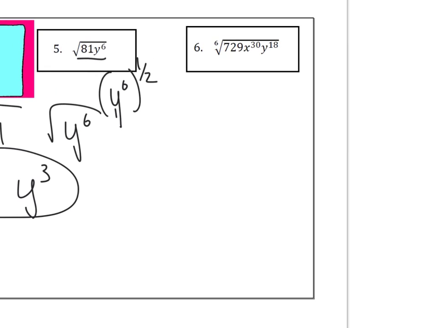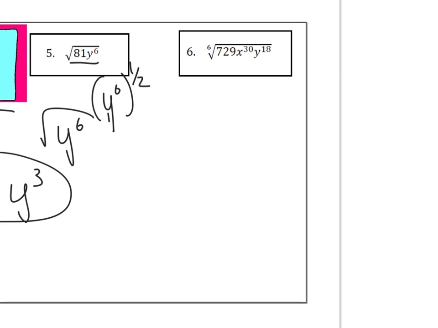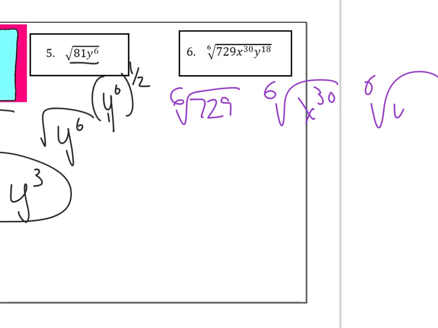For number 6, 6th root of 729, 6th root of x to the 30, 6th root of y to the 18. So first things first, 729, I'm going to have to play around with that.